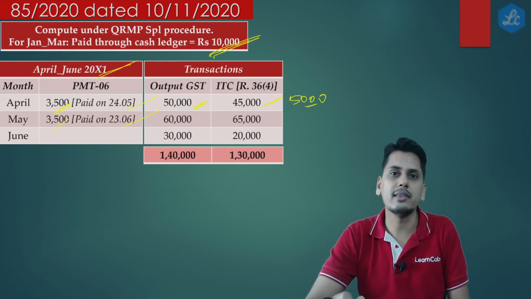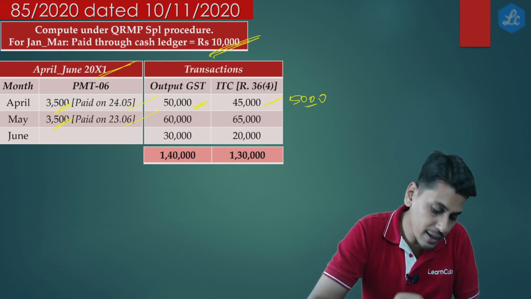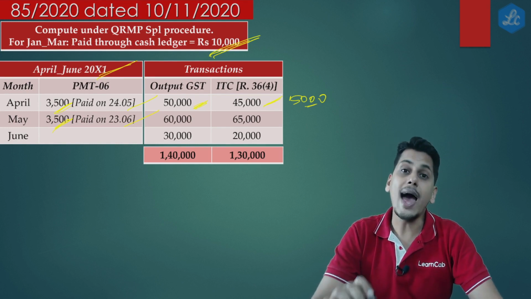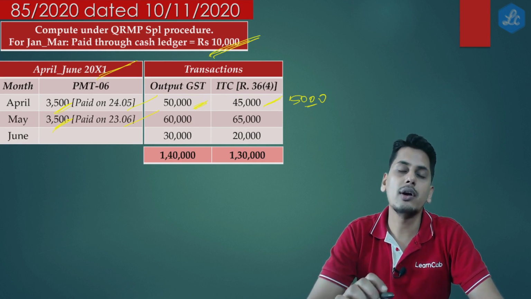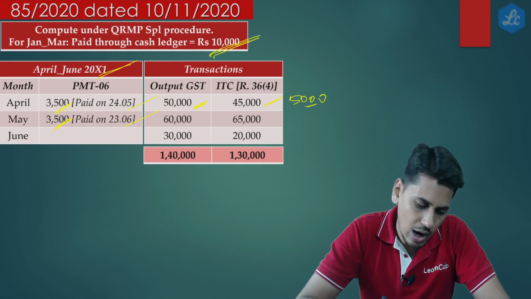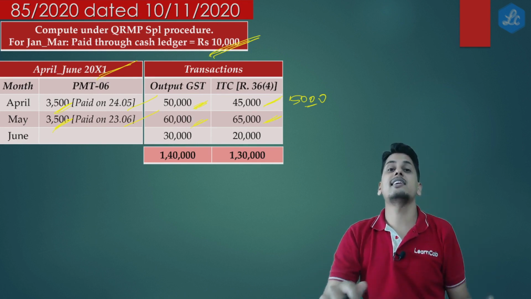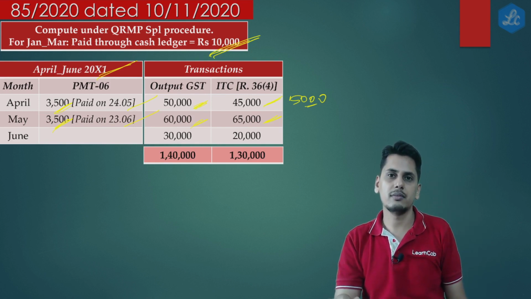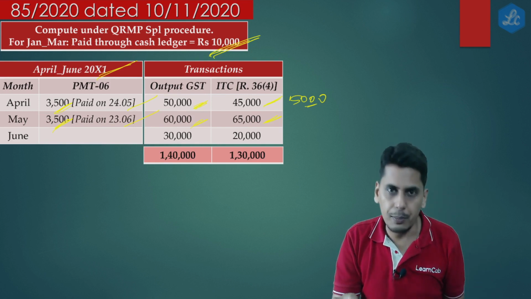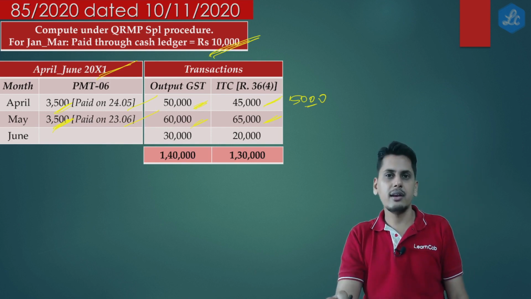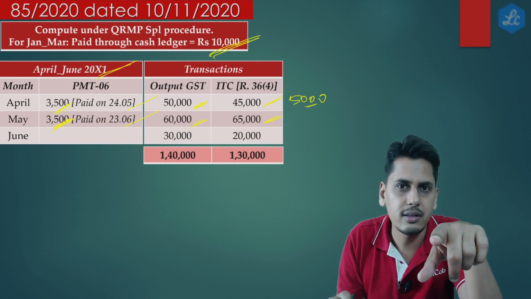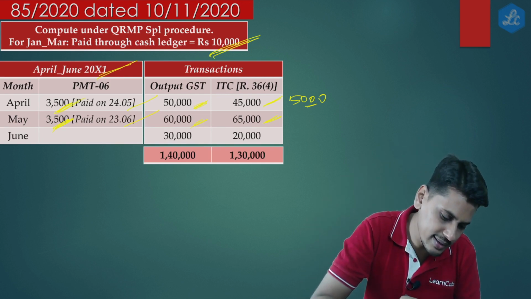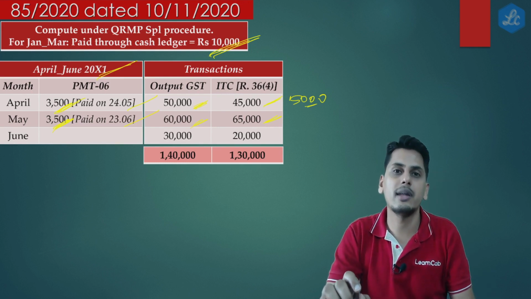Let's have a look at the second month, May. In the month of May, you have deposited 3,500. But friends, what was actually supposed to be deposited according to the self-assessment method? Output is 60, input tax credit is 65,000. You need not have deposited anything had you been under the self-assessment method. Where you are not required to deposit and you have deposited 3,500, is the government going to give you some interest? Obviously no.